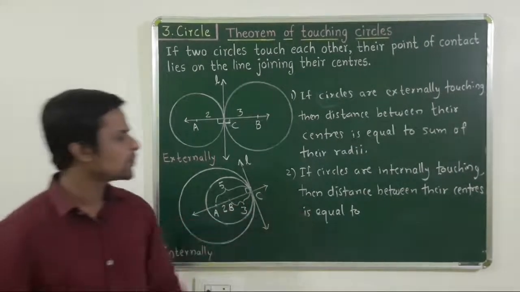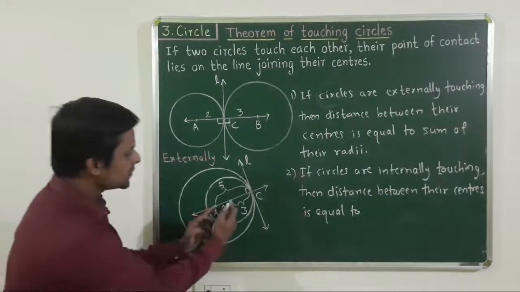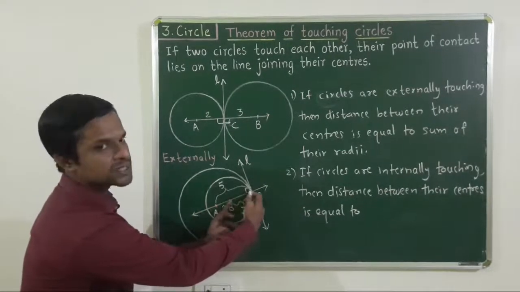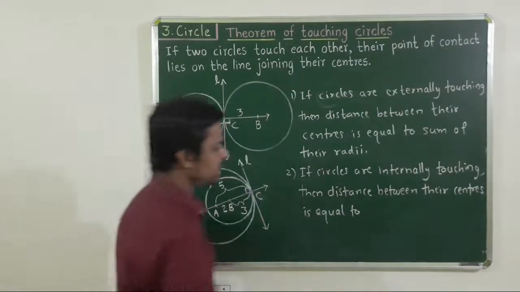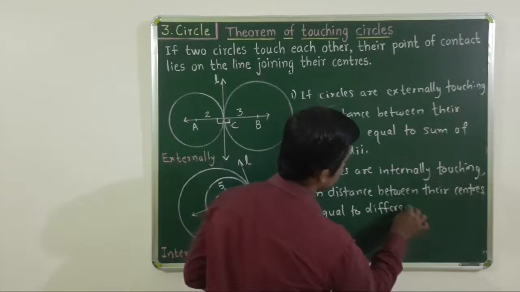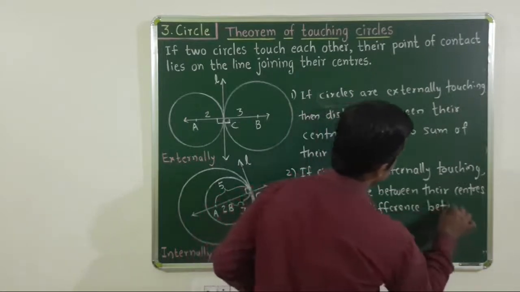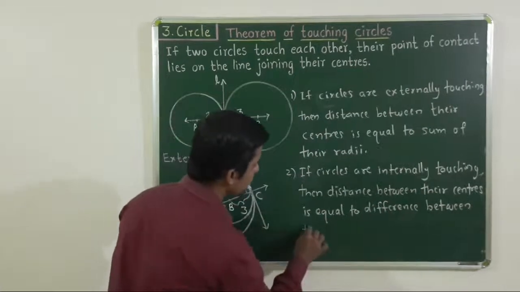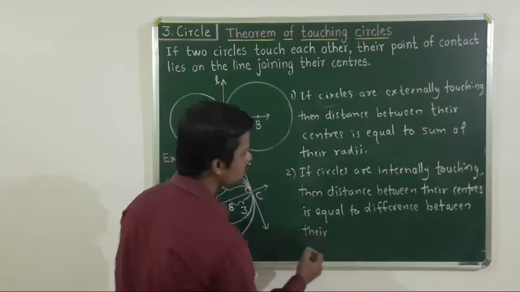Means what is the formula then? Distance between their centers is equal to bigger radius minus smaller radius. It means the difference between their radii. Difference means bigger minus smaller.